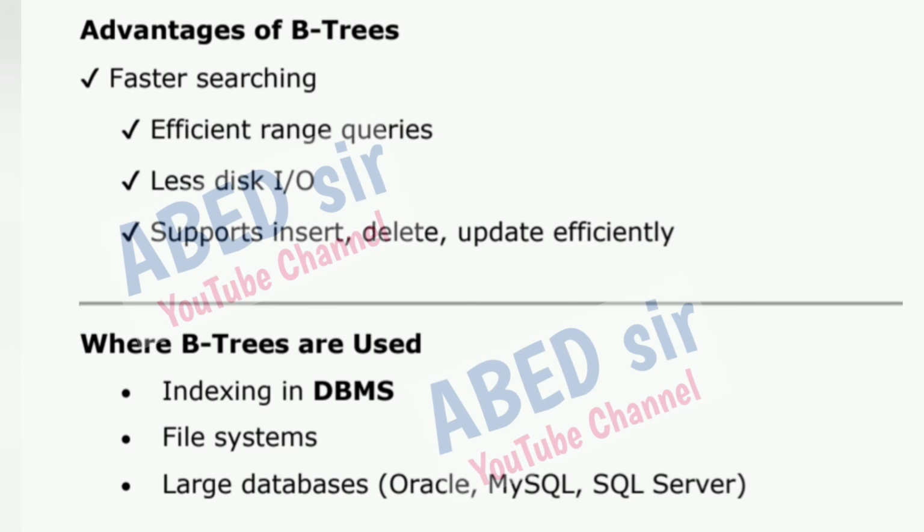Advantages of B-trees. Faster searching. Efficient range queries. Less disk I/O. Supports insert, delete, update efficiently. Where B-trees are used. Indexing in DBMS. File systems. Large databases, Oracle, MySQL, SQL Server.